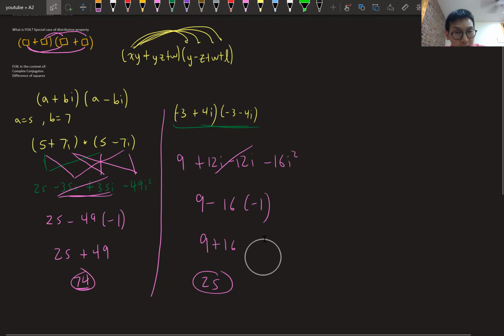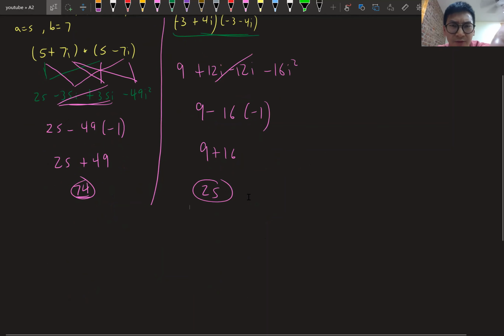Now you can make this a little faster, right? If you notice, so now this is the next topic, difference of squares. If you think about these as difference of squares, okay. So recall difference of squares.